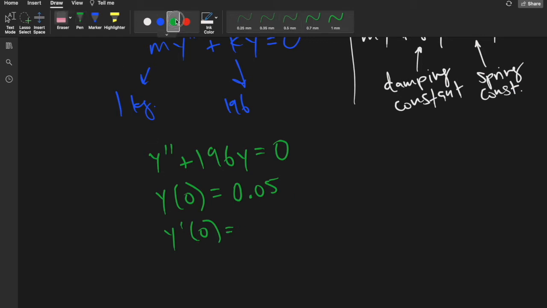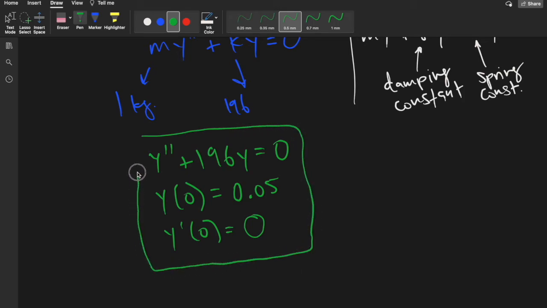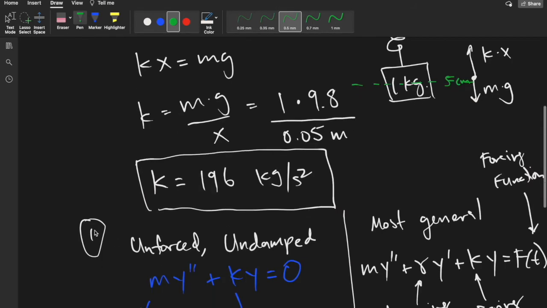So y(0), which is our initial distance or displacement, is 0.05. y'(0) is our initial velocity in meters per second. Well, when we release the mass, it is at rest, right? We don't push it up or push it down. So we can assume that our initial velocity is 0. And this becomes our initial value problem. Okay, so that's part B.